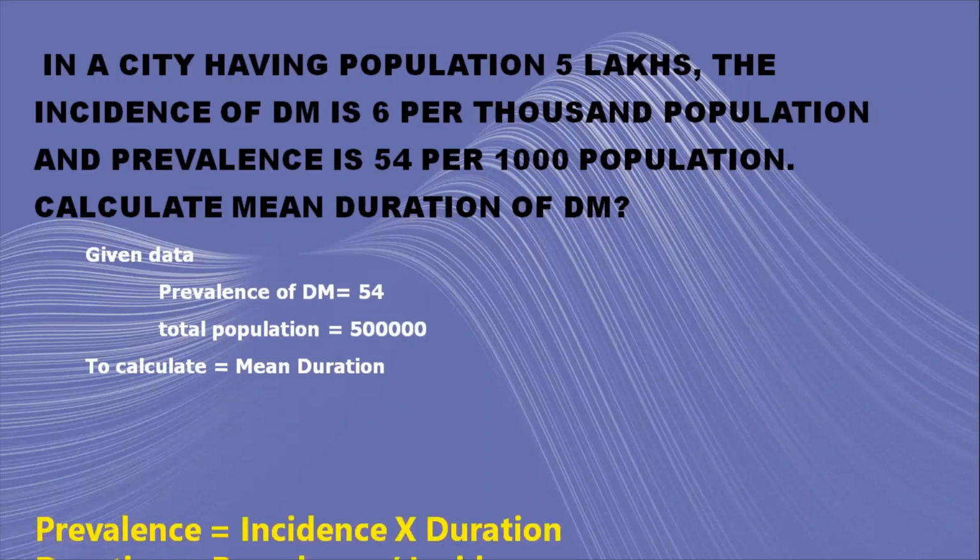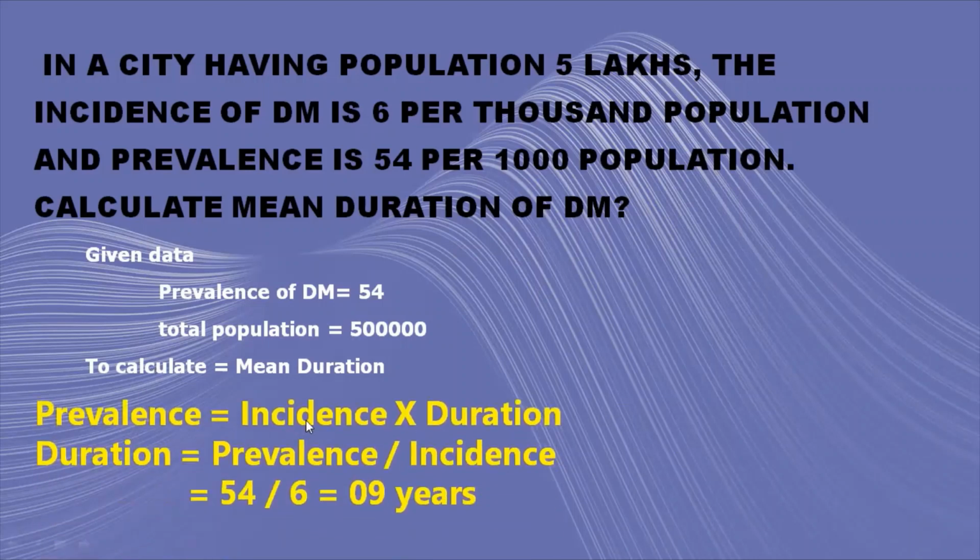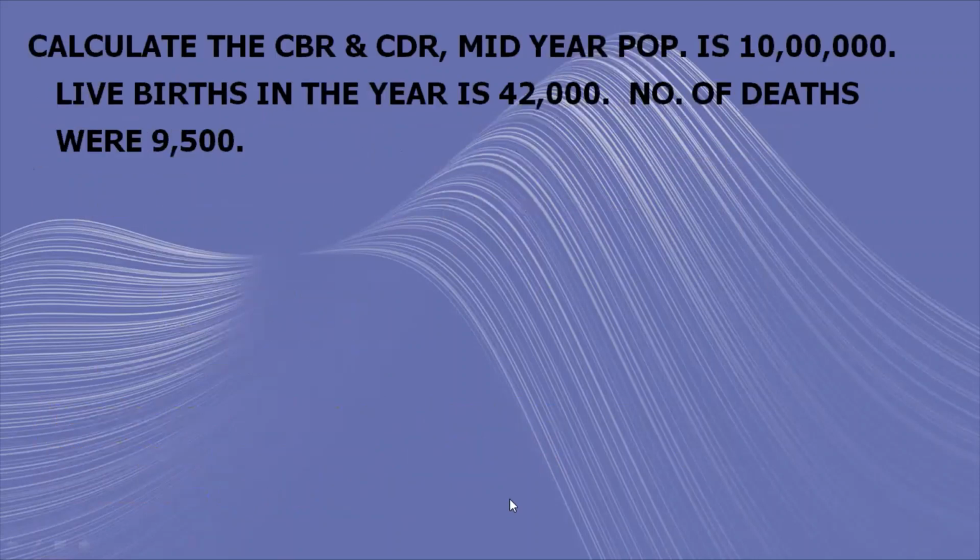We know that there is a relationship between prevalence and incidence: prevalence is equal to incidence into duration. So we need to calculate the duration of the disease. Duration will be equal to prevalence divided by incidence. Prevalence is 54, incidence 6, so it is 9. So what is 9? Duration. You should write the duration of disease as 9 years.